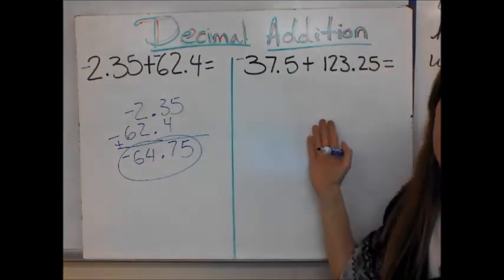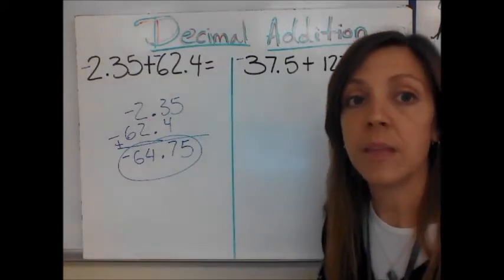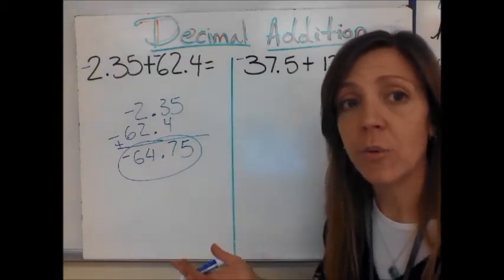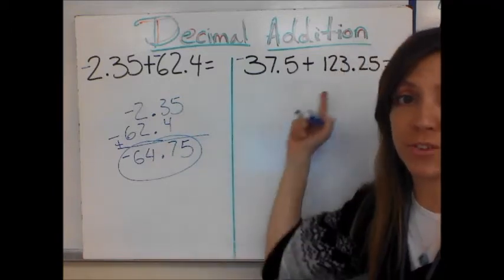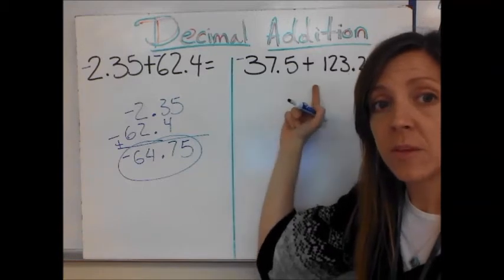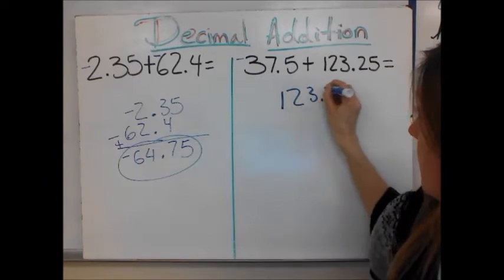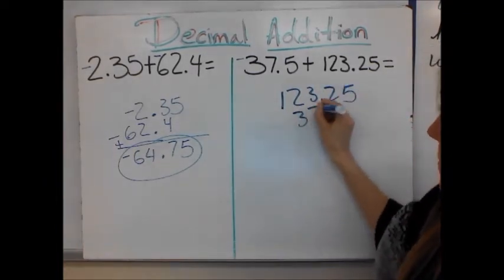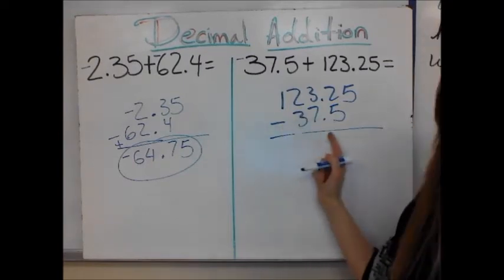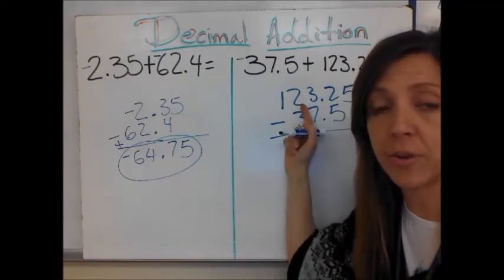I have negative 37 and 5 tenths plus 123 and 25 hundredths. Now, when I add these together, I see that I have a positive and a negative. So when you add a positive and a negative, ask which one has more. There's more positive, and subtract. So I'm going to take the smaller number from the larger number. Okay. Now, since 37 and 5 tenths is negative, I'm just simply subtracting it from my large number here.